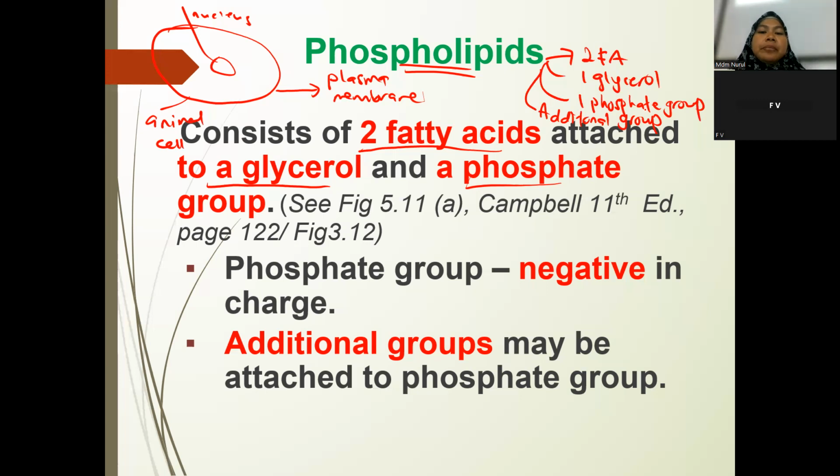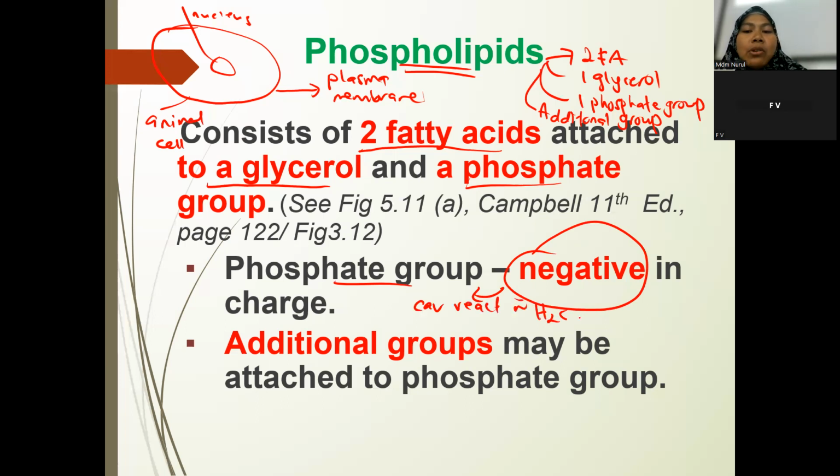Okay, right. So, phosphate group is negatively charged. Dia bercas negatif. That's why it can react with water. Can react with water.